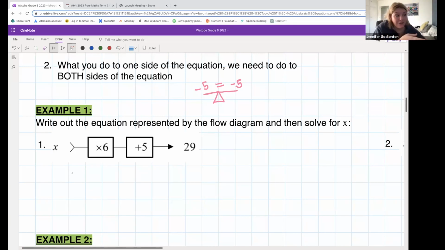So you're absolutely right, Morgan. You would reverse the operation if you were trying to find x. But for now, let's not try to find x. How would I write this equation? How would I take this flow diagram and turn it into an equation?